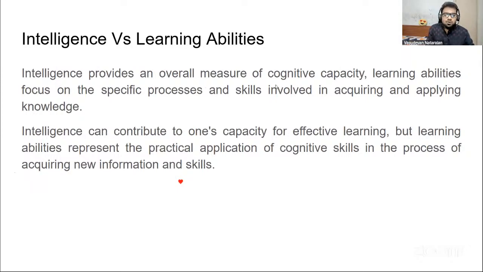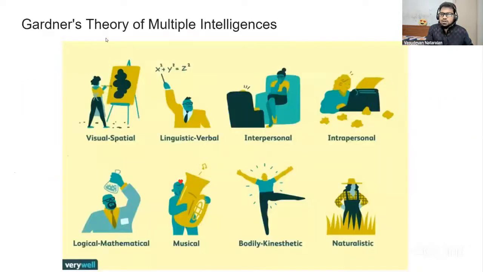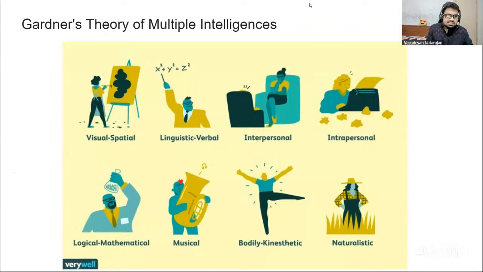Intelligence provides an overall measure of cognitive capacity. Learning abilities focus on the specific process and skills involved in acquiring and applying knowledge. Intelligence can contribute to one's capacity for effective learning, but learning abilities represent the practical application of cognitive skills in the process of acquiring new information and skills. Let's quickly go forward and understand this. So, Howard Gardner's theory of multiple intelligences says this.